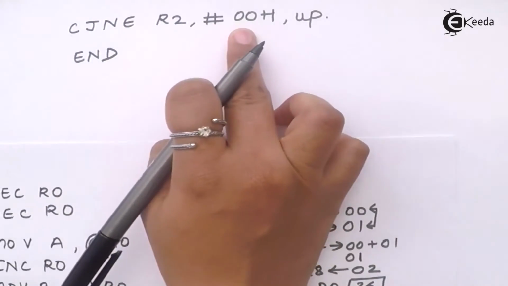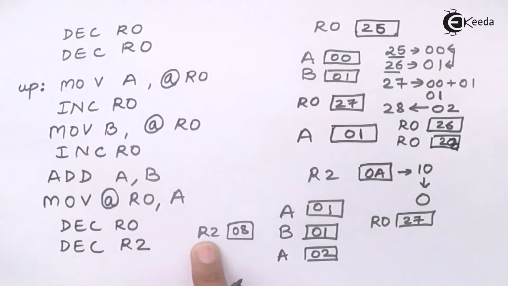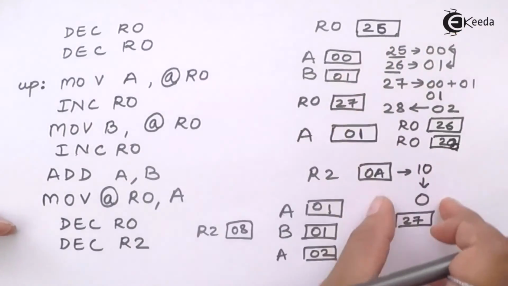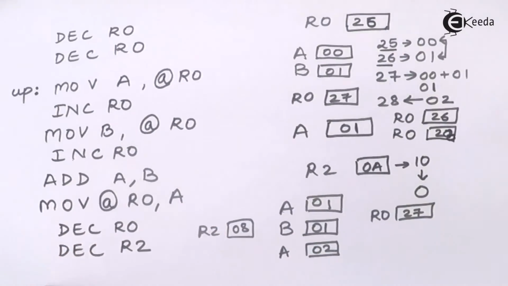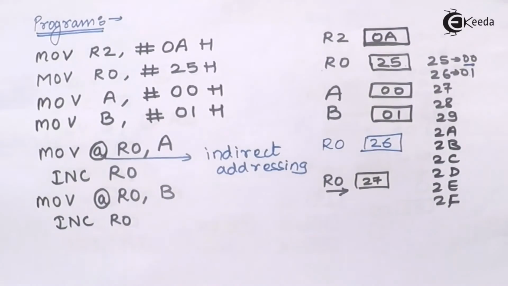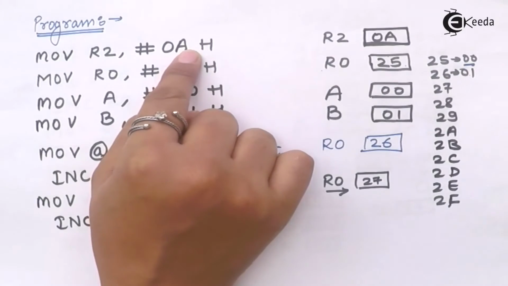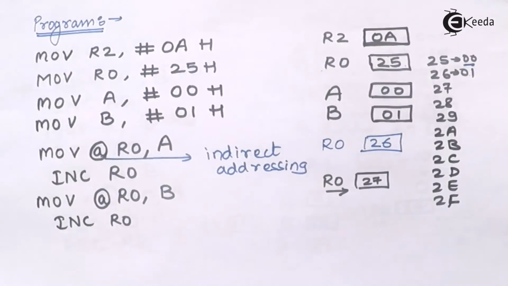Again 8 is not equal to 0, so the steps will be repeated. And when this R2 register has become 0, it means the Fibonacci series of 10 numbers has been generated. So in this way, using the instructions of the 8051 microcontroller assembly language, we can write the program to generate the Fibonacci series for given n terms. If we want to generate the Fibonacci series for 20 numbers, we can initialize this register with 20. Okay, so up to 20 numbers the Fibonacci series will be generated. So to generate the Fibonacci series for given n terms, we can write this program.